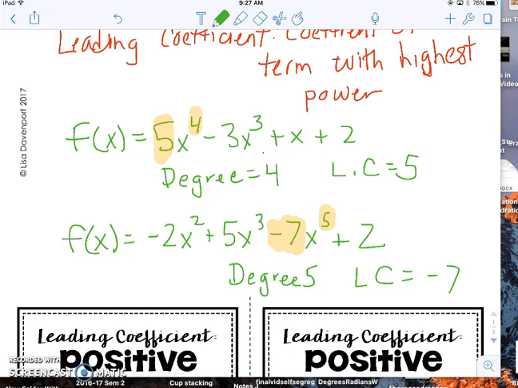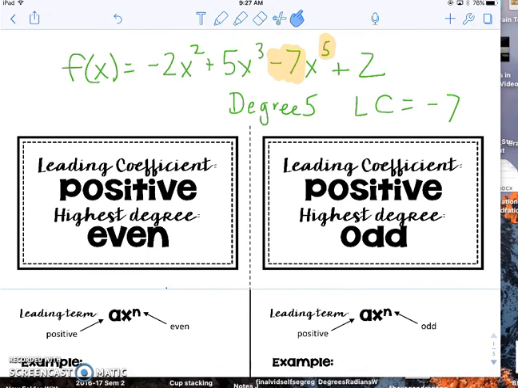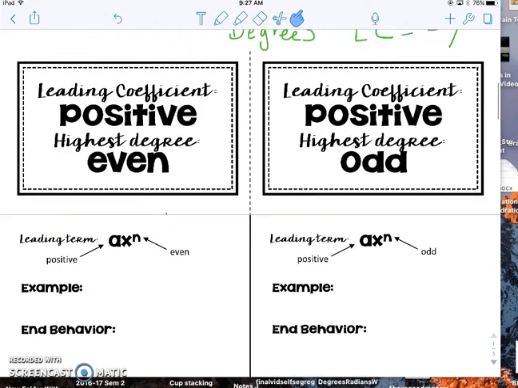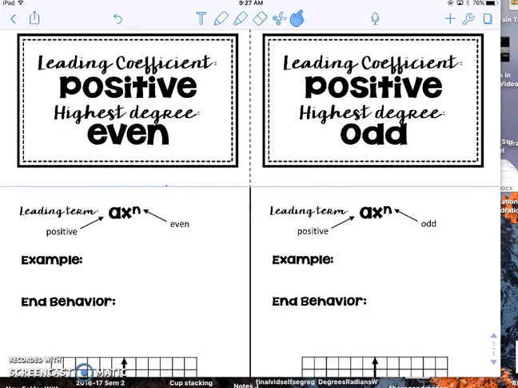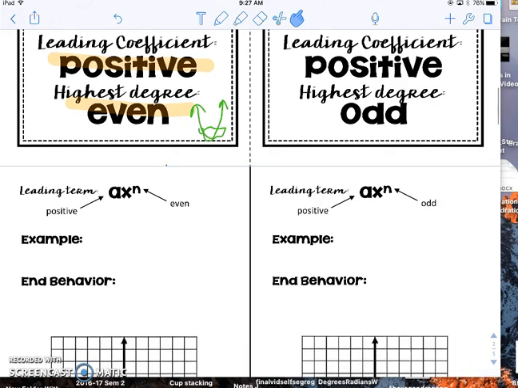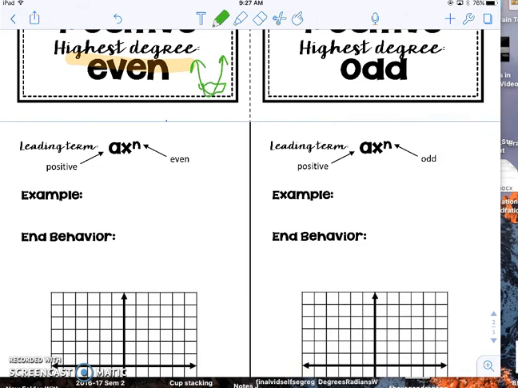So in our card sort, we categorized these into shapes. We called them field goals facing up and down, parabolas up and down or not, and then some bendy straw ones going up and down. And we were able to determine that if your leading coefficient is positive and the highest degree is even, all of them ended like a parabola. There might be some weird stuff going on in here, but the ends were the parabola.